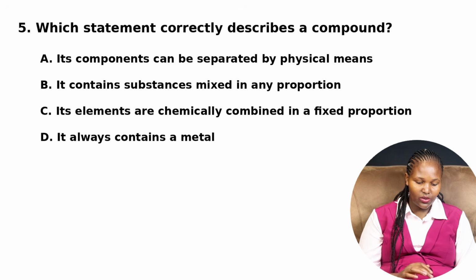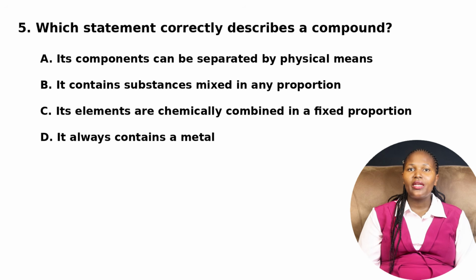Then option D, it always contains a metal. Now many compounds contain no metal, such as water, so that is not correct. A compound does not necessarily have to have a metal. Actually, most of them don't have metal.